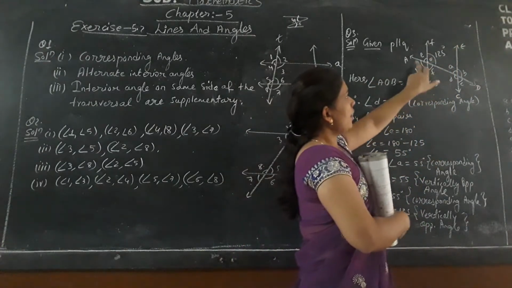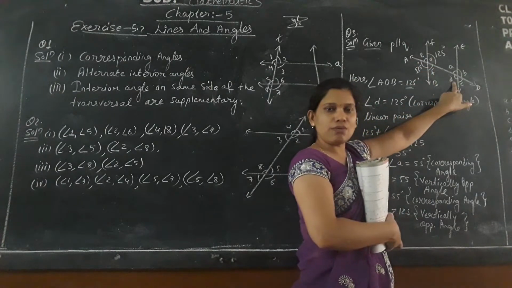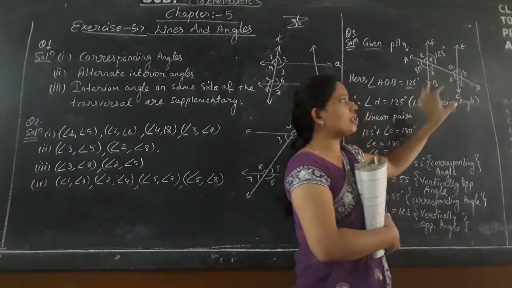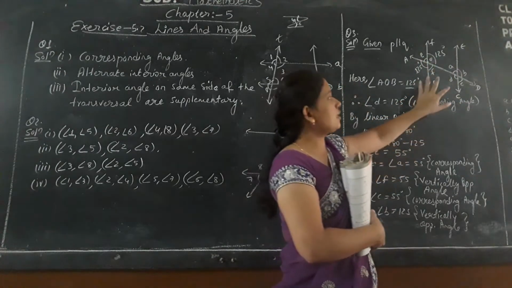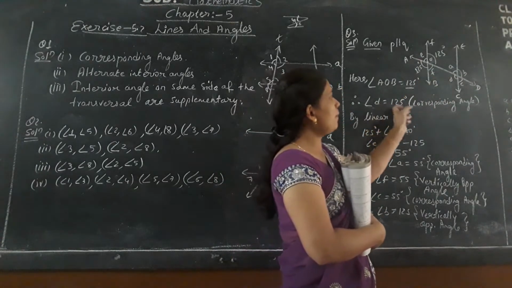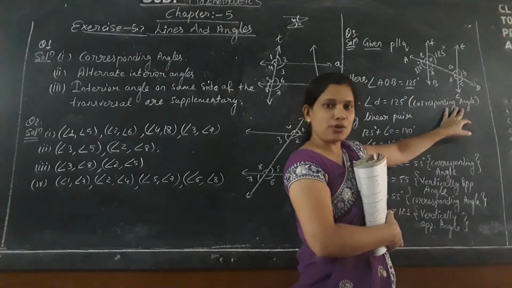Similarly, angle AOF will be equal to angle D. Why is it equal? Because one is exterior, one is interior, and both are present on the same side of the transversal. So it is a corresponding angle. Due to the corresponding angle, angle D will be equal to 125. The reason behind it is the corresponding angle.